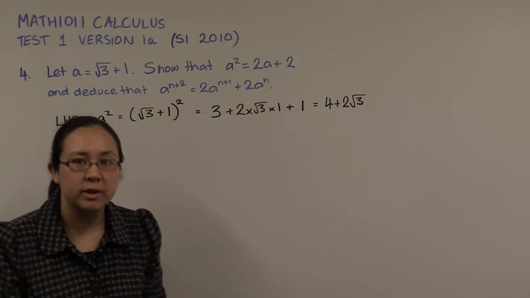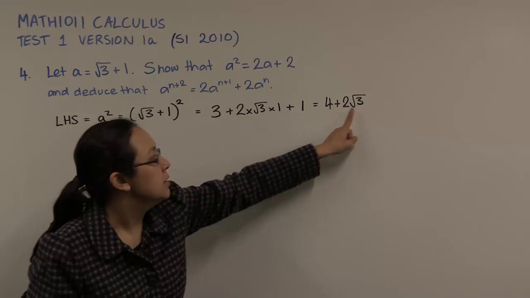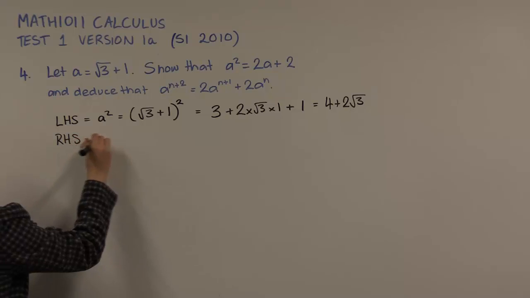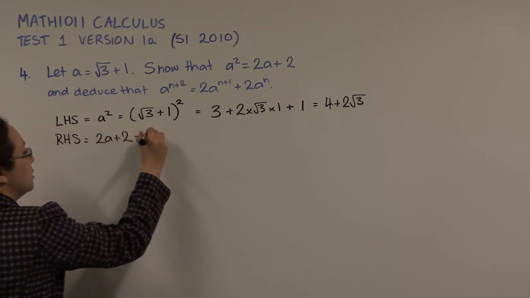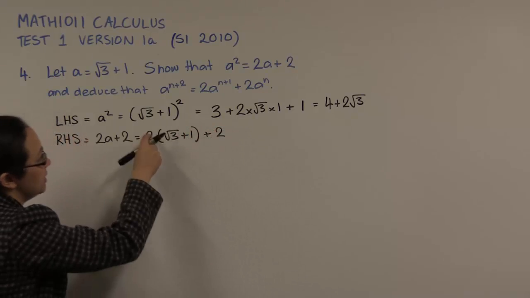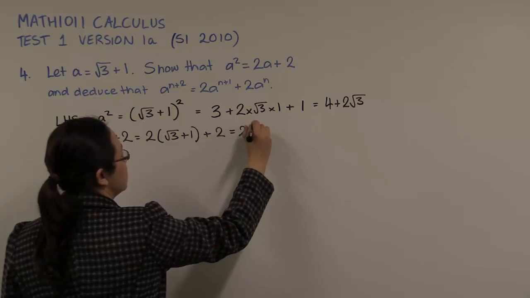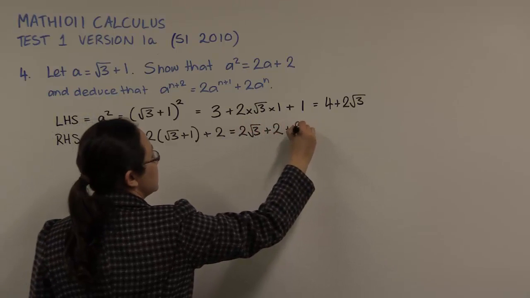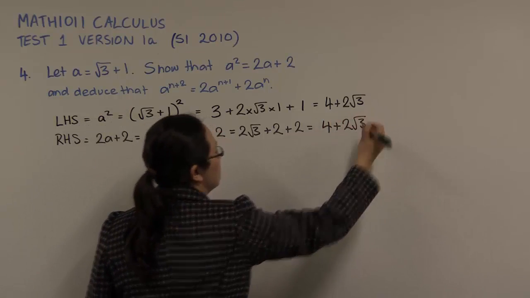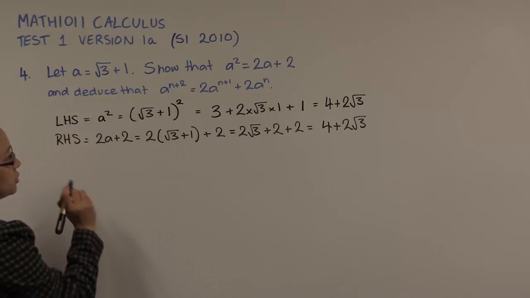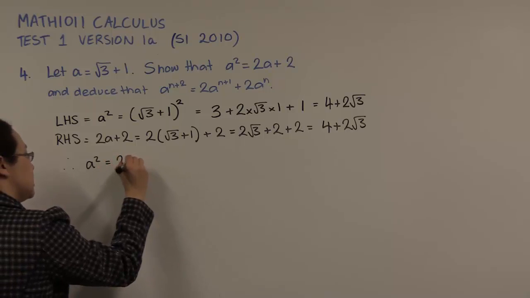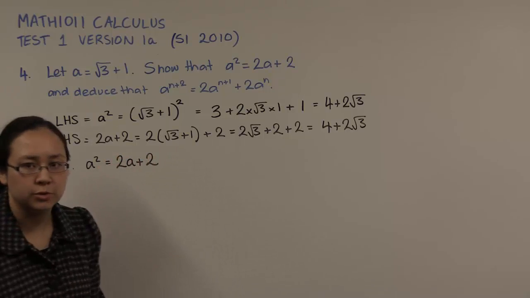This is 2 root 3, but we can't add those together because they're not like terms. Now the right hand side, well that's 2a plus 2. a is the square root of 3 plus 1. So we can simplify this. Let's expand here to get 2 root 3 plus 2 plus another 2. So again we get 2 plus 2 is 4 plus the 2 square root 3. So both of these equal 4 plus 2 root 3. Therefore we know that a squared must equal 2a plus 2.